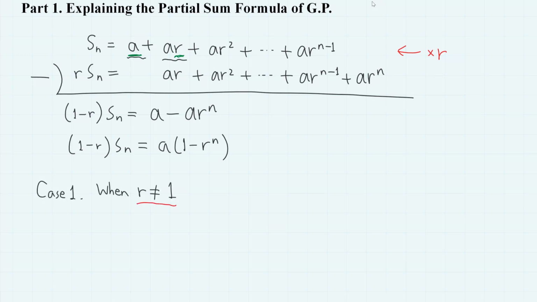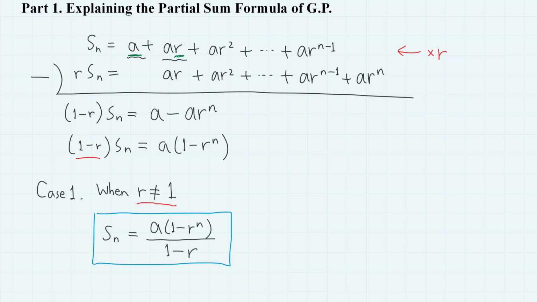So if r is not equal to 1, then we can divide both sides by 1 minus r, which gives S_n equals a times (1 minus r to the power of n) divided by (1 minus r). Here, it is beneficial to remember that this a refers to the first term in the partial sum, and this n refers to the total number of terms in the partial sum. Then you will have no problem applying this formula to various types of partial sums of geometric progressions.